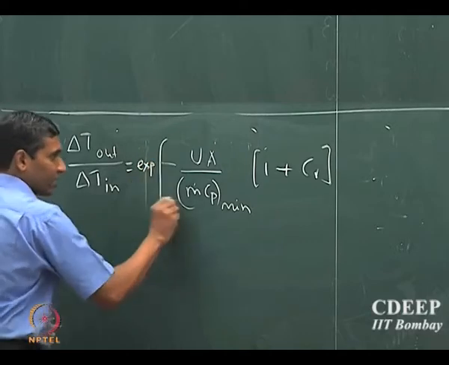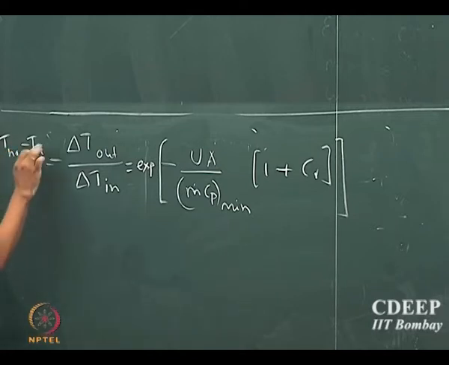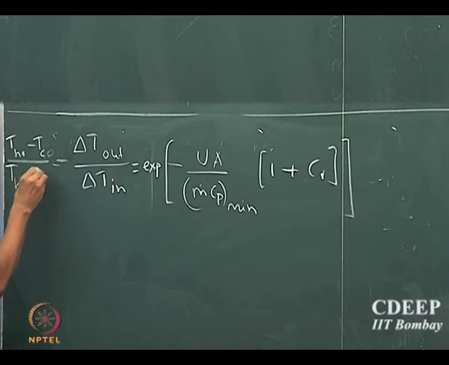Please add an exponential. Okay. So, Tout is Tho minus Tco. So, that is why it is a parallel flow. We are looking at parallel flow divided by Thi minus Tci. That is the inlet stream.